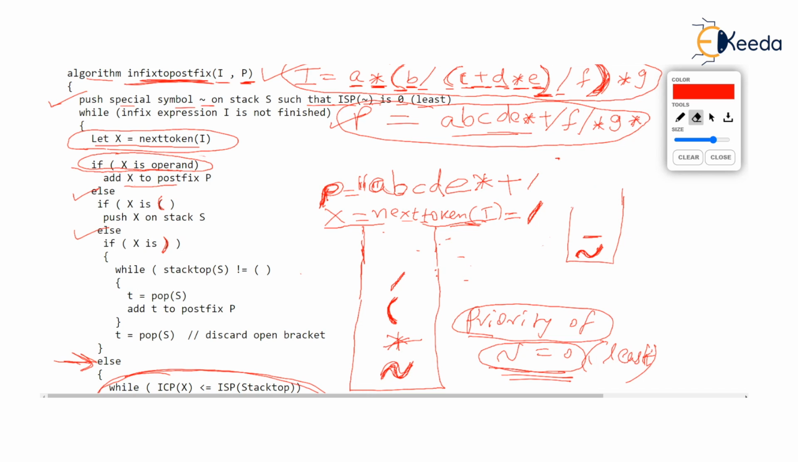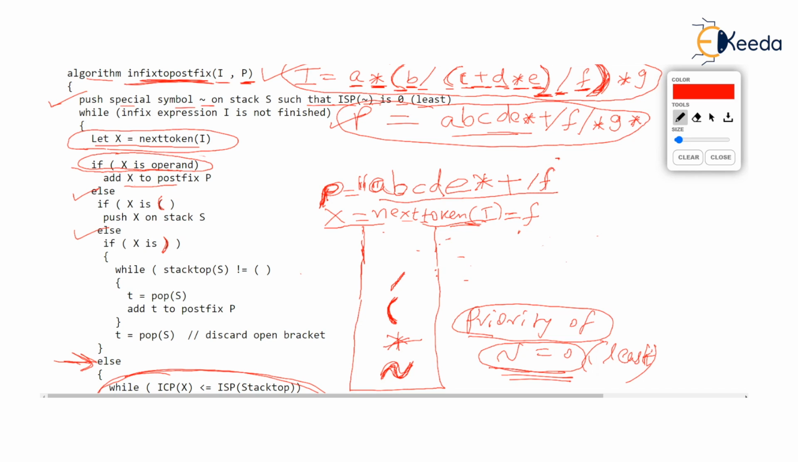So slash was popped and this incoming slash was pushed. What's the next operand now? After slash, we have F, isn't it? F. Now F, I'm overwriting this. I'm so sorry. I just write it neatly. Okay. F is nothing but an operand. So F goes in the postfix. Check this postfix. F goes in the postfix because it is an operand.